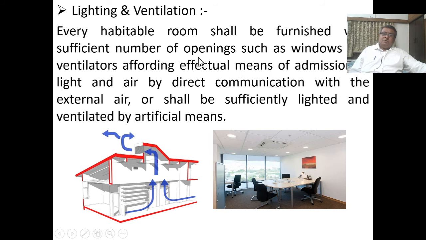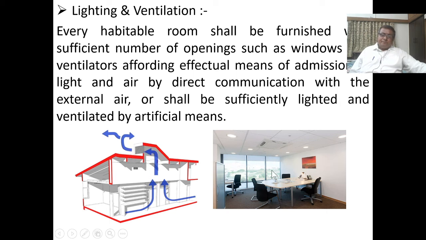In which a sufficient number of openings such as windows and ventilators affording effectual means of admission of light and air by direct communication with the external air, or shall be sufficiently lighted and ventilated by artificial means. Okay, this is the bungalow which has natural ventilation and lighting. Naturally, air enters into the house and it escapes again into the atmosphere. So also sunlight enters into the building through these windows and through these arrangements, and the building is well ventilated.